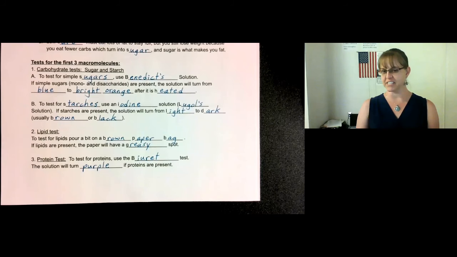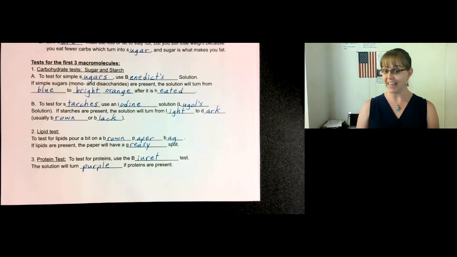There's another test that uses a chemical, and this chemical is a white liquid, and if there are lipids, it turns orange. You will see that lipid test on a virtual lab you will do later.